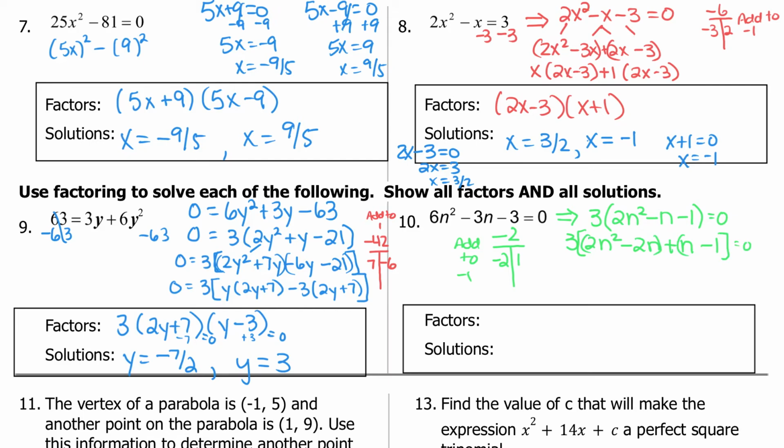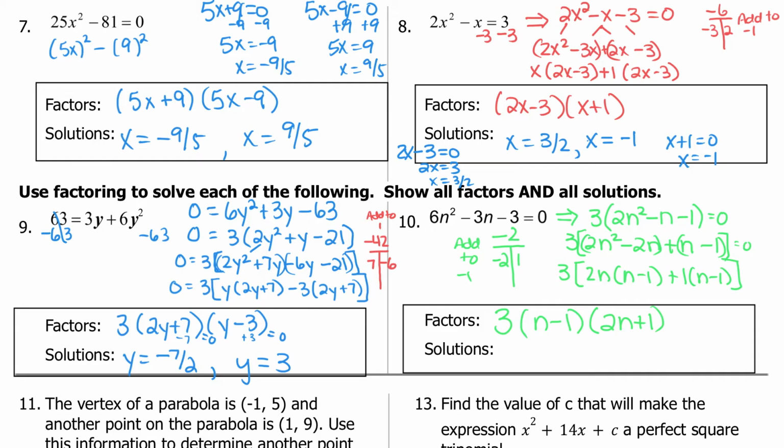Group, group. Just bring the 3 down. We can pull out a 2n of that first group. So we have n minus 1. The last group, we can just divide by 1. And then we'll still have n minus 1. So you're going to have factors of 3, parenthesis, the matching parenthesis, n minus 1. And then you're also going to have 2n plus 1.